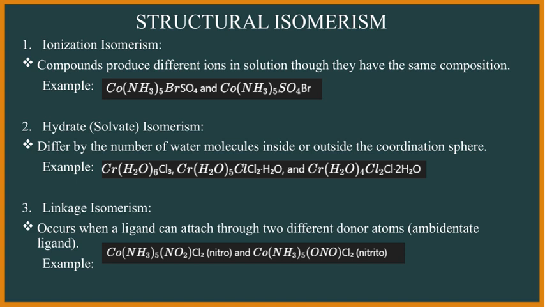Finally, we have linkage isomerism. This happens with ambidentate ligands, which are capable of attaching through different donor atoms. When a ligand can connect through more than one atom, it can form linkage isomers by attaching in different ways. These types of isomerism are crucial because they influence the properties and reactivity of coordination compounds, tying back to the overall theme of how structure impacts function.